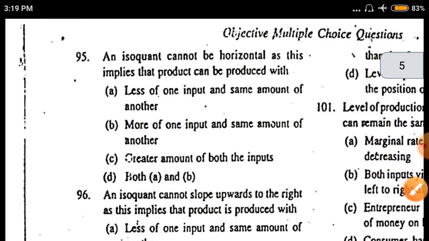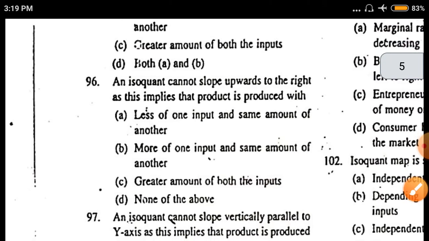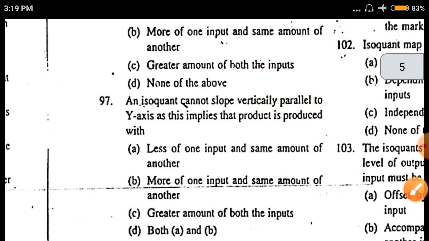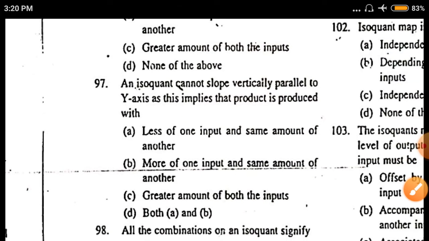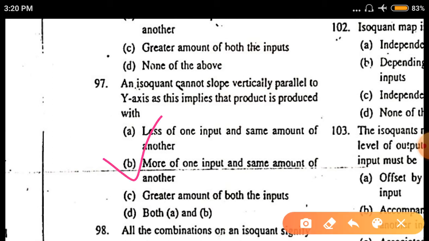Next question is question number 95. An isoquant cannot be horizontal, as this implies that product can be produced with more of one input and the same amount of another. An isoquant cannot slope upwards to the right, as this implies that product is produced with greater amount of both the commodities. Option C. An isoquant cannot slope vertically parallel to the y-axis, as this implies that product is produced with more of one input and the same amount of another. Option B.